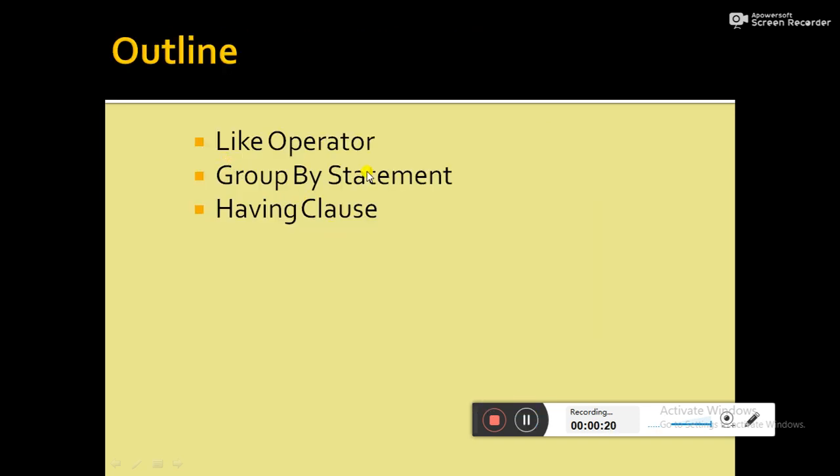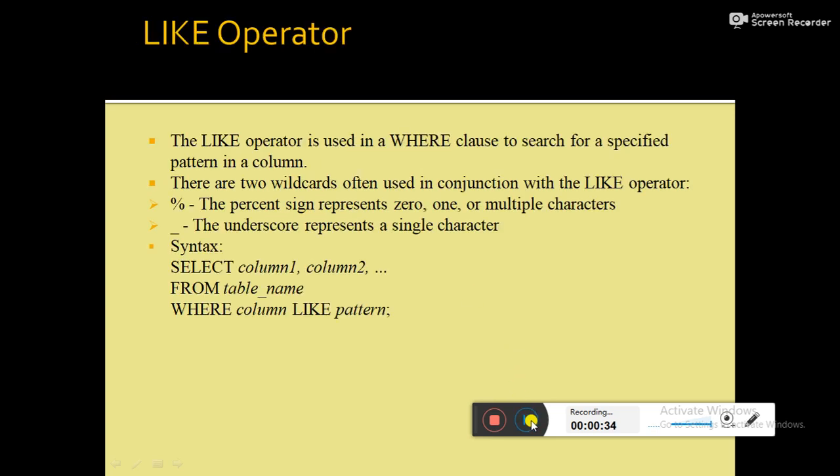And these are the topics which I am going to cover during my lecture. First, I will discuss the LIKE operator and how to use it. Then the GROUP BY statement, and then I will discuss the HAVING clause. So the first is the LIKE operator.